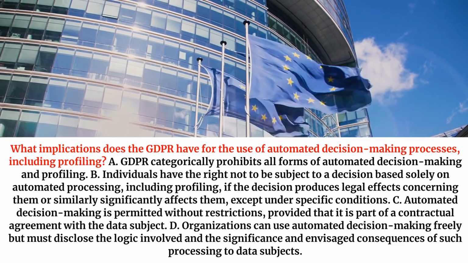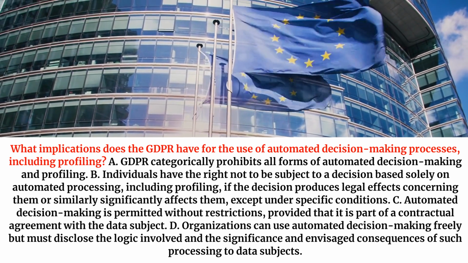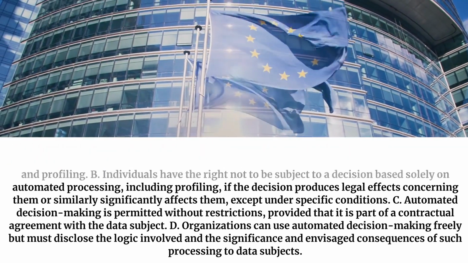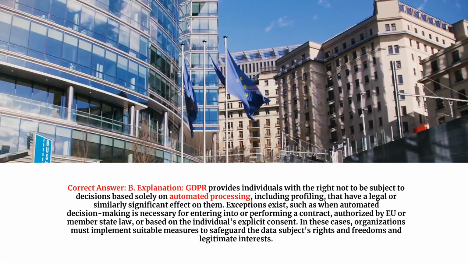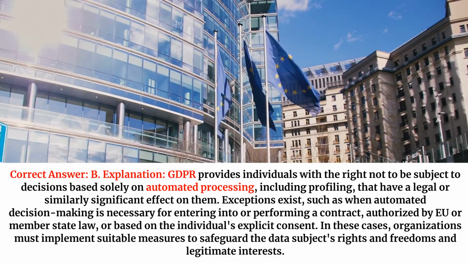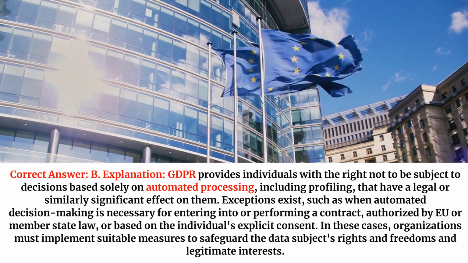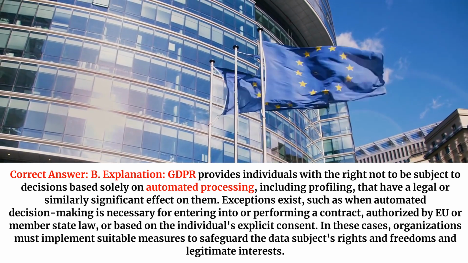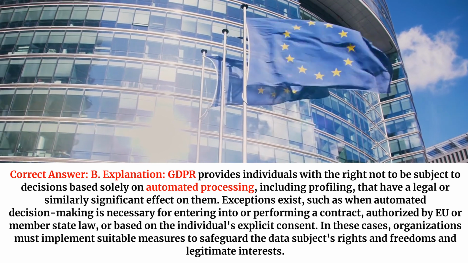D. Organizations can use automated decision-making freely, but must disclose the logic involved and the significance and envisaged consequences of such processing to data subjects. Correct answer, B. Explanation: GDPR provides individuals with the right not to be subject to decisions based solely on automated processing, including profiling, that have a legal or similarly significant effect on them.